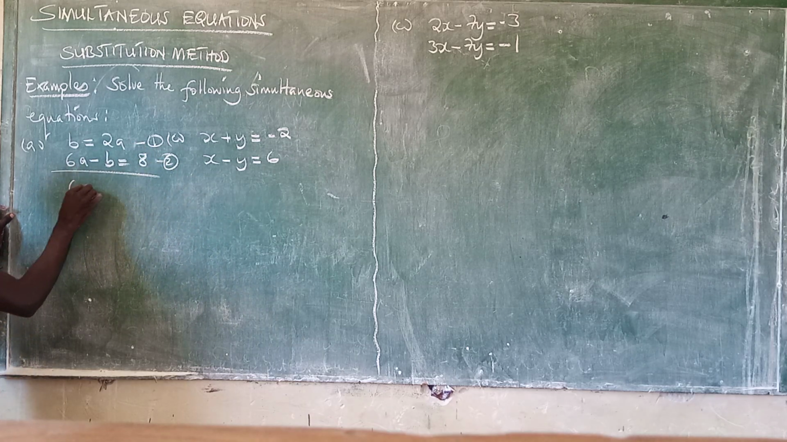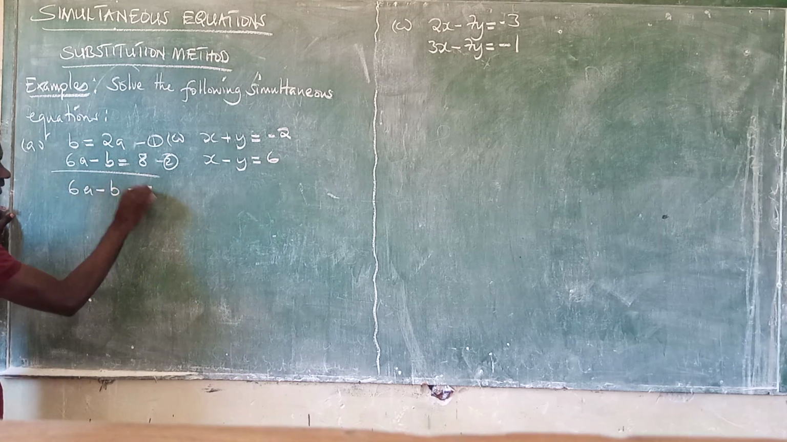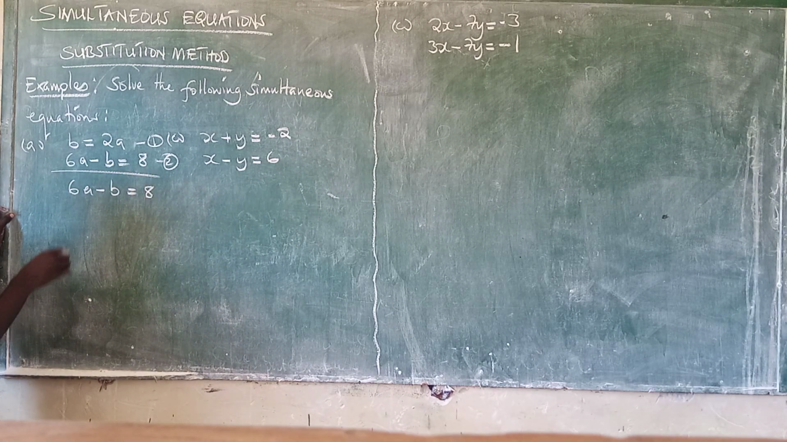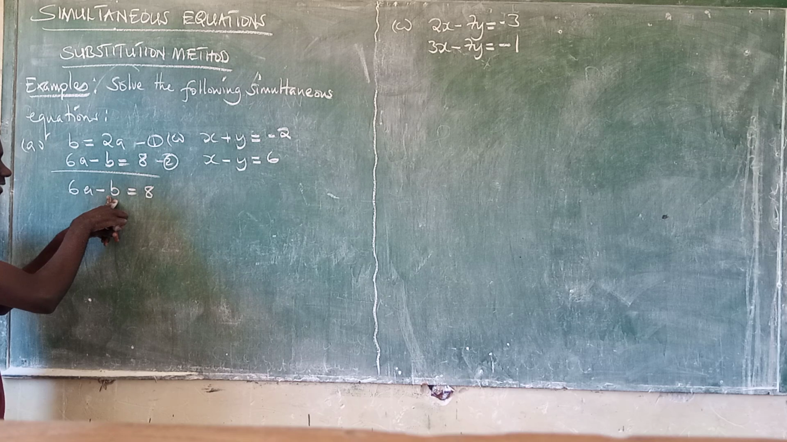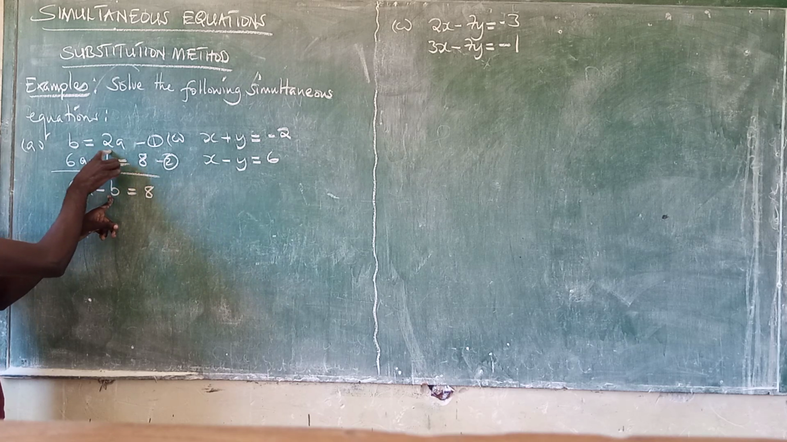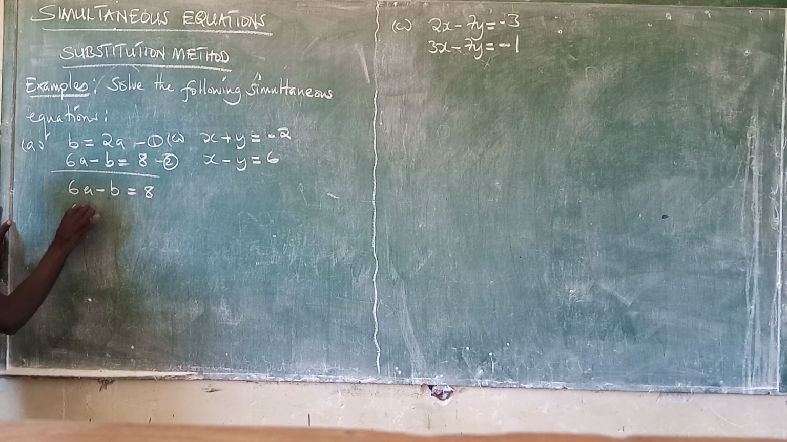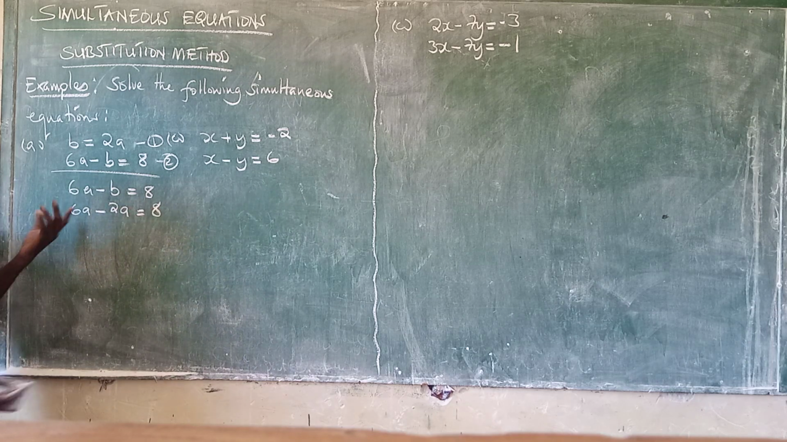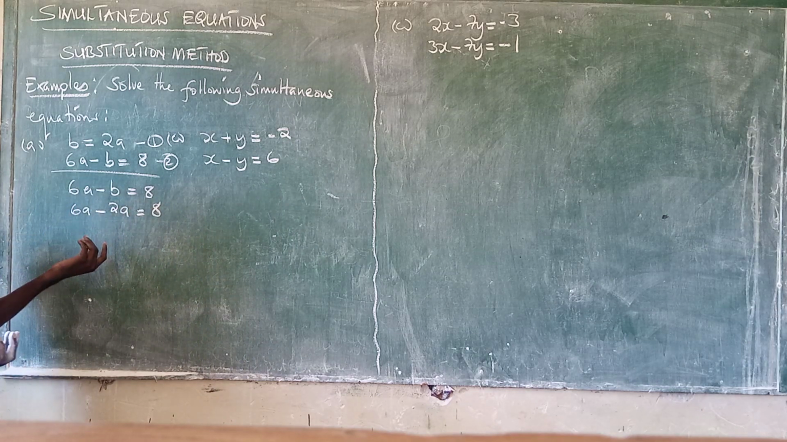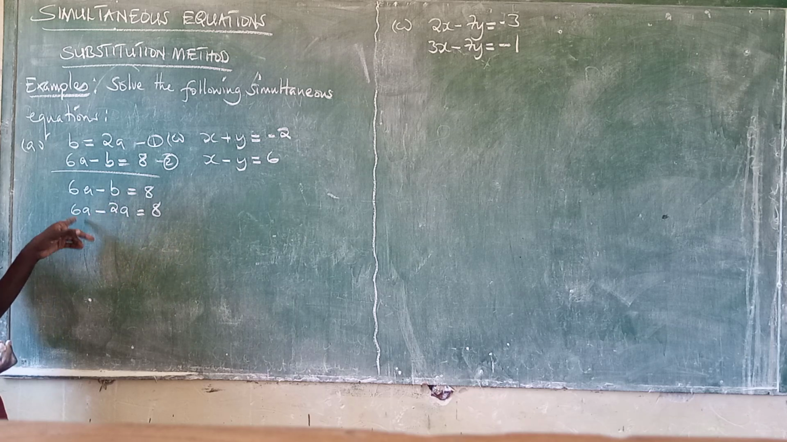Equation 2 says 6a minus b is equal to 8. And then equation 1 tells us b is equal to 2a. So this b that is here has a value of 2a, meaning we will substitute. Where there is b, we put 2a, and it will look like this: 6a minus 2a is equal to 8. So you can see that the b is no longer in our equation. We have a new equation which is just 6a minus 2a equals 8.